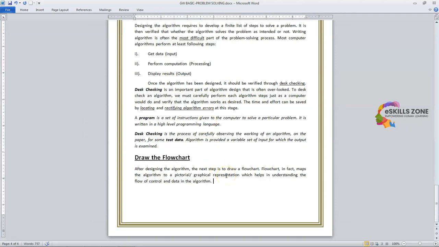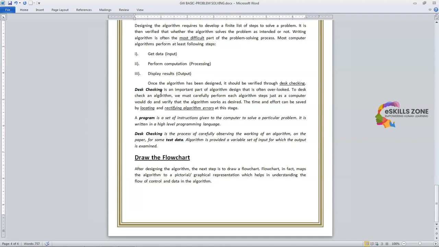A flowchart is basically a chart, and a chart is something represented graphically, pictorially, where some pictures, symbols and shapes are used. So a shape-wise, picture-wise representation of an algorithm is easier to understand than the algorithm itself, which is always written in a natural human language like English. So a flowchart makes it very easy to understand the flow of execution of the program.